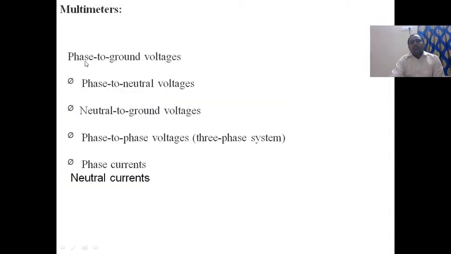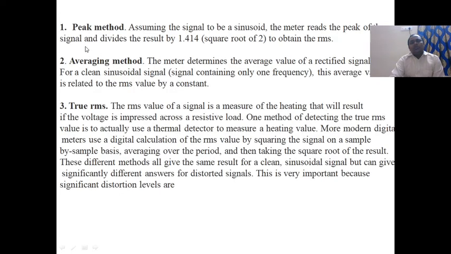Multimeters are normally used for phase to ground voltages. We can also measure phase to neutral voltages, neutral to ground voltages, phase to phase voltages, and phase currents and neutral currents. All these are measured by using multimeters. There are different types of multimeters. The multimeter gives the voltage by using the peak method, averaging method or true RMS. You must identify that.